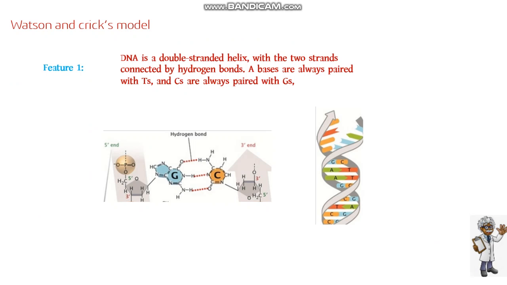Let's have a look at Watson and Crick's model. Watson and Crick's model contains 4 features. Feature number 1: DNA is a double-stranded helix with the two strands connected by hydrogen bonds, and A bases are always paired with T, and C bases are always paired with G. As you see in this figure, A always pairs with T with two hydrogen bonds, and C always pairs with G with three hydrogen bonds.